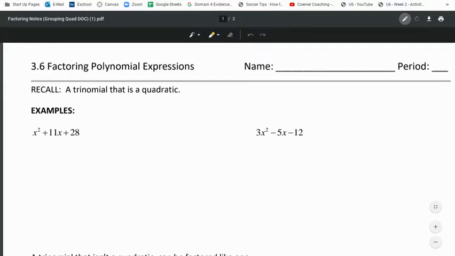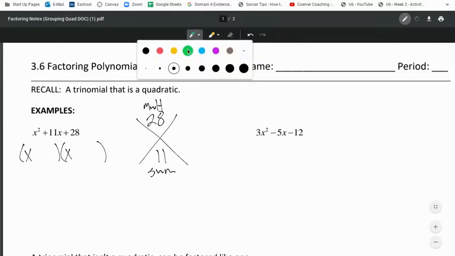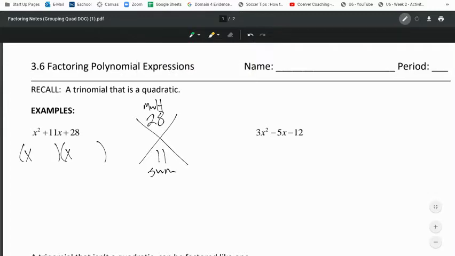So we want two numbers that multiply to get 28 and sum to get 11. Okay, so I know this is going to give me two factors. And then the numbers I'm looking for, I believe, are 4 and 7. So I have a plus 4 here and a plus 7 there. So 4 times 7 gives me 28, and then 4 combined with 7 gives me a sum of 11. So I'm done factoring that first example.